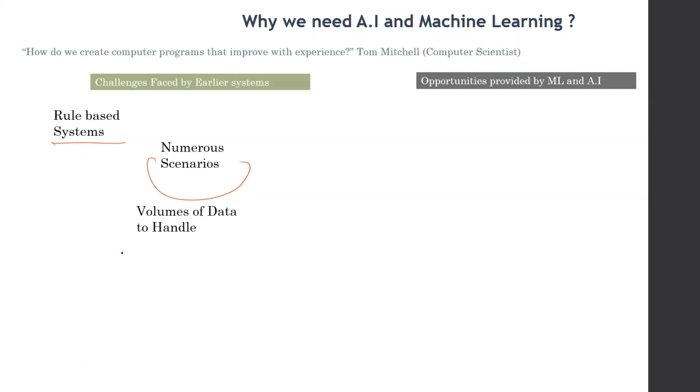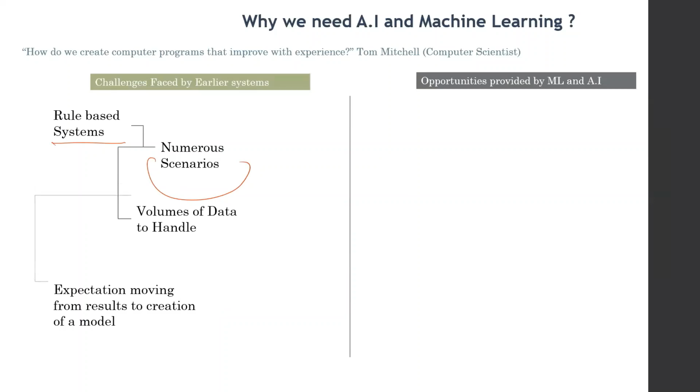The data is also increasing. Earlier we had megabytes, now it's terabytes or more, and that's becoming the norm. So we cannot simply define a rule-based system, which is going to fail when we are handling large volumes of data. Also, the expectation is moving from just a temporary solution to a generalized solution. These are some of the challenges driving us towards a machine learning system.